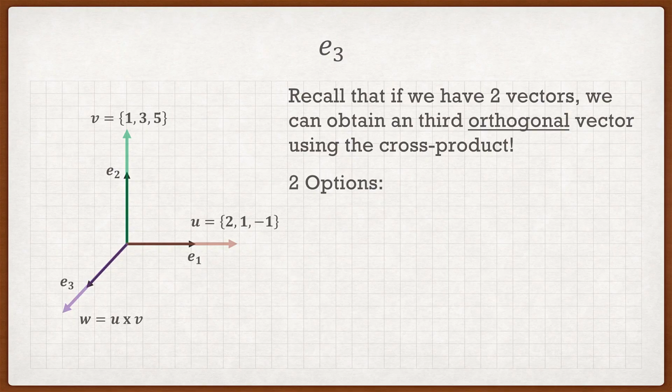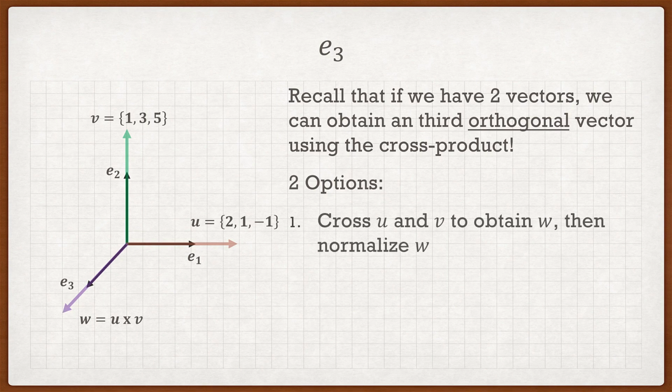So we have two options in this scenario. The first is kind of the most trivial, which I think a lot of the students will do, and that is we're going to cross u and v together to obtain w. But remember, since u and v are not normalized, we'll then have to normalize w to transform it into e3. However, there's a little trick here to save you guys some time.